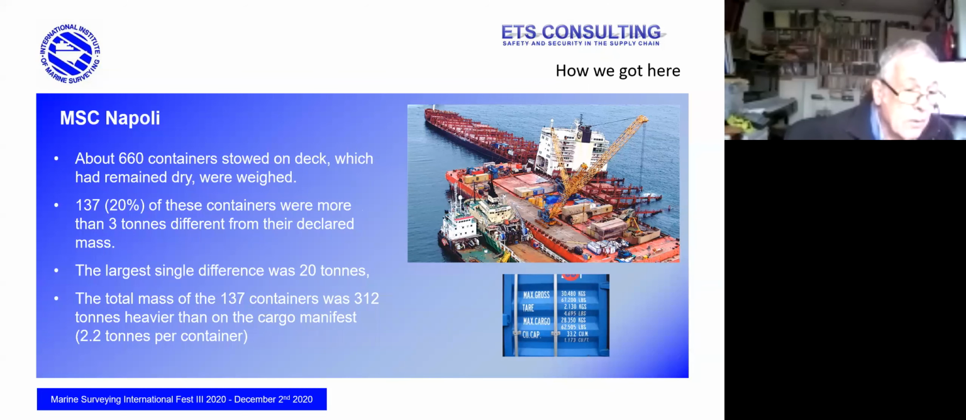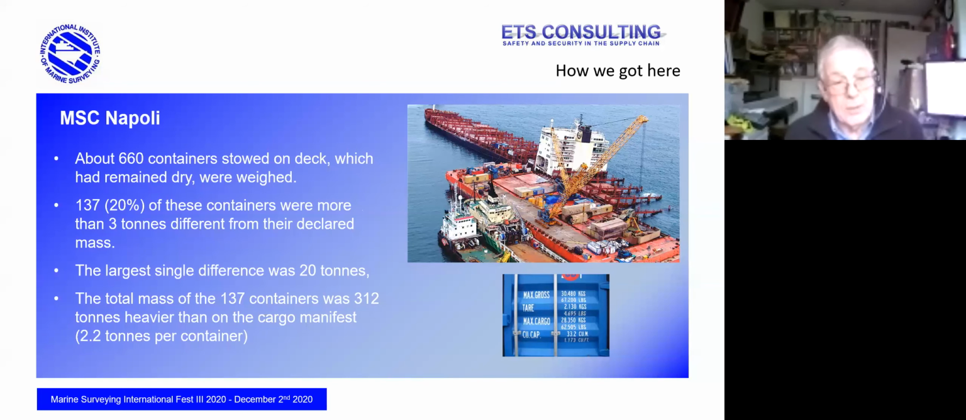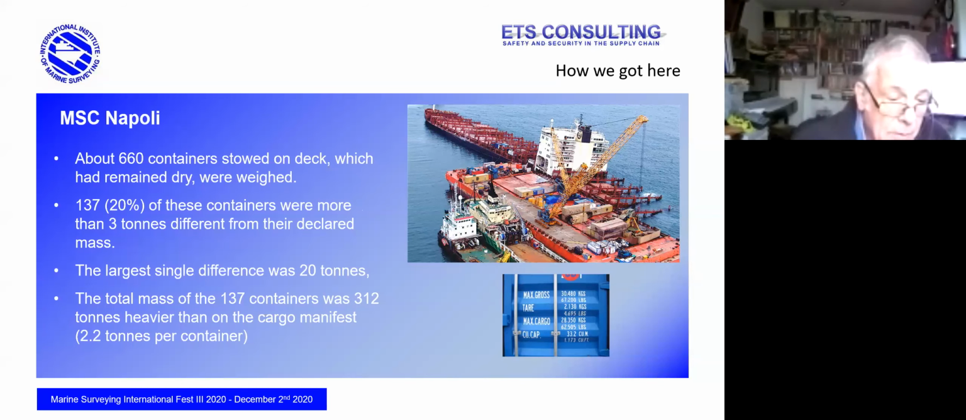And if you look, the total mass of the 137 containers found to have a different declared mass was 312 tons. And the little graphic on the right shows that the tare mass of an average 20-foot container is just over 2,100 kilos. So there are a lot of problems associated with the declaration of mass, and it relates basically many times to the cargo inside rather than the gross mass. So let's go on.